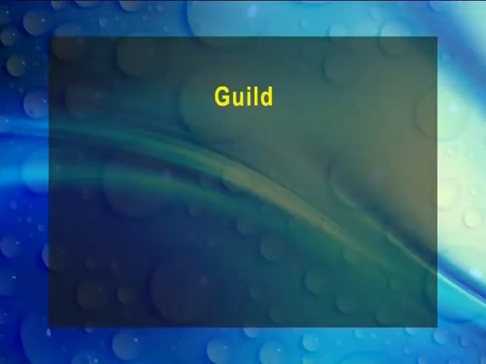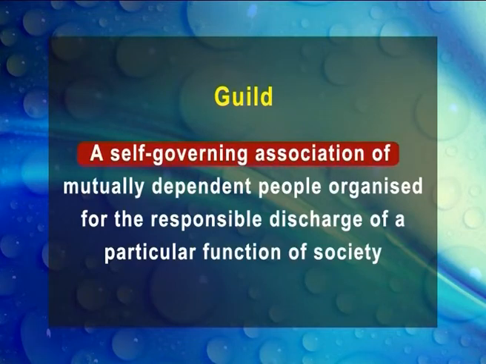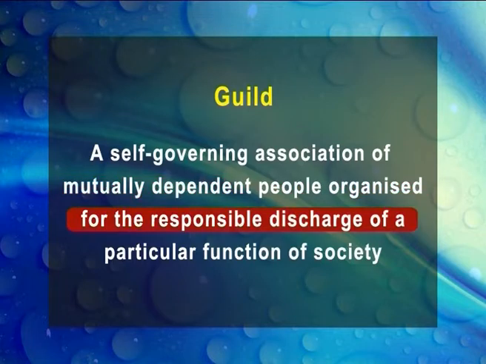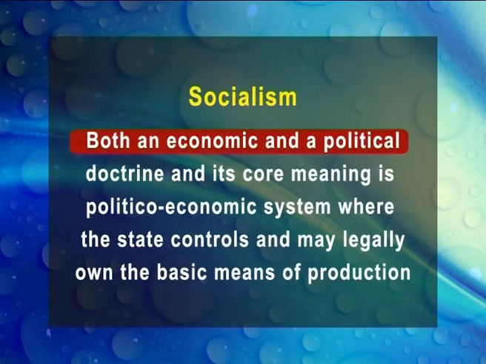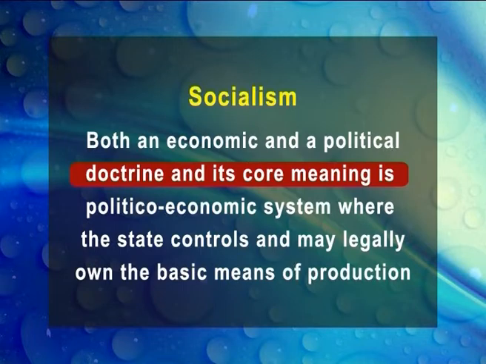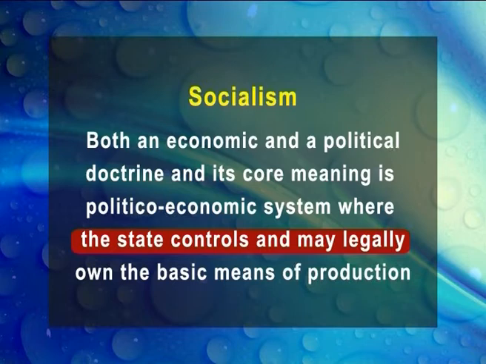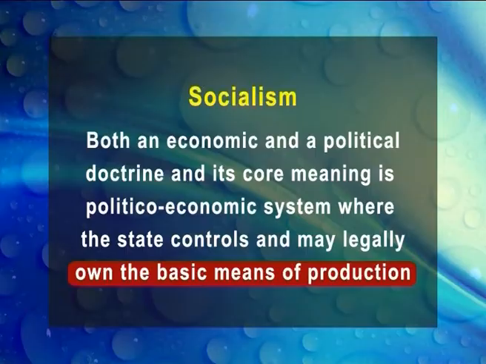The term Guild socialism is a combination of two different words. Guild means a self-governing association of mutually dependent people organized for the responsible discharge of a particular function of the society. Whereas socialism is described as both an economic and a political doctrine, and its core meaning is a politico-economic system where the state controls and may legally own the basic means of production.